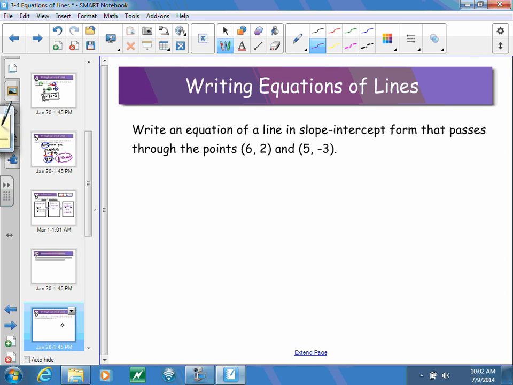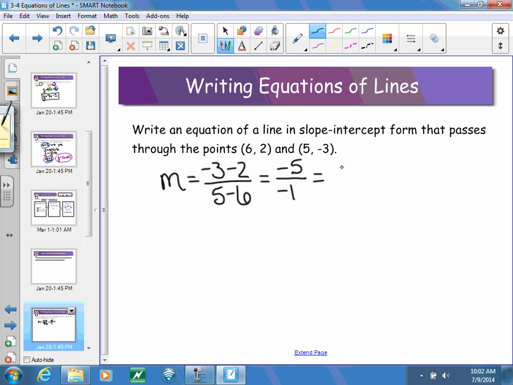Well, now what happens if you are trying to find the equation of a line that passes through 2 points? Well, they don't tell us what the slope is. So one of our first things that we're going to do is find our slope. We need to do that right away. So to find our slope, using the slope formula, -3 subtract 2, and divide that by 5 subtract 6. -3 minus 2 is -5. 5 minus 6 is -1. And here I end up with +5 for our slope.